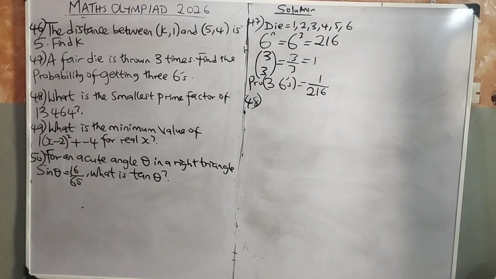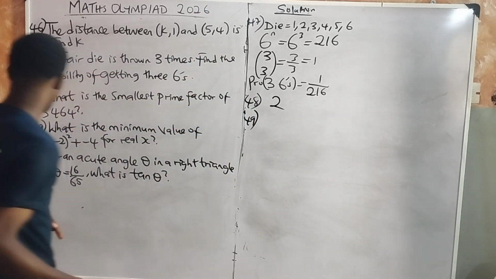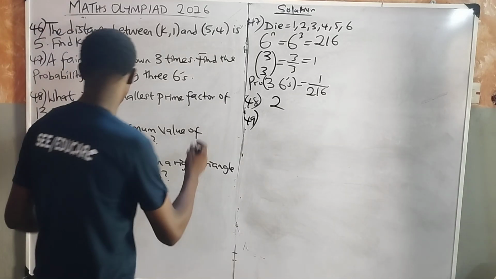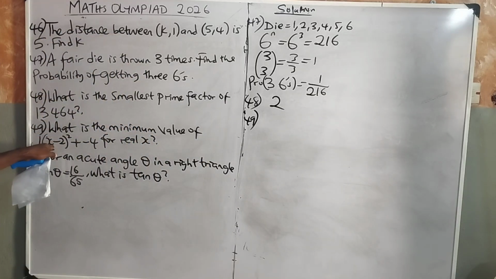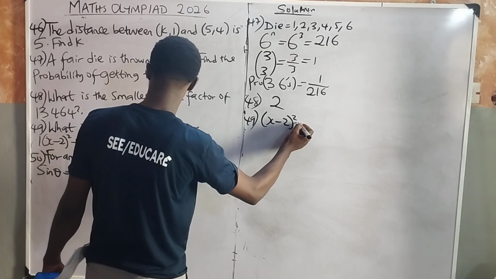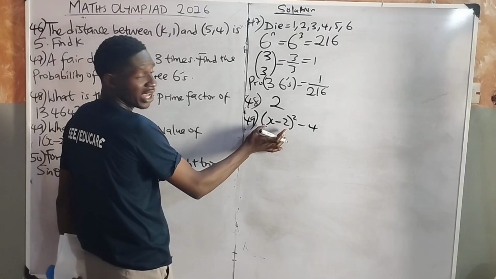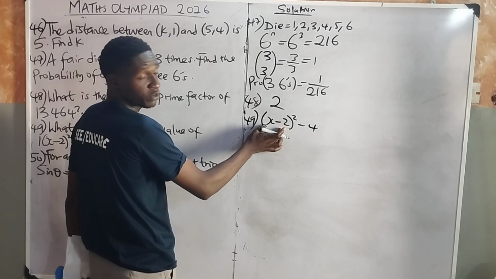What is the smallest prime factor of 13664? This is an even number, so the smallest prime factor is 2. Number 49, what is the minimum value of, and whenever you see 1 multiplied by anything it is that. So let me put it as (x minus 2) all square. Plus times minus is minus 4. So what value are you going to put in this bracket that will make it to be 0?